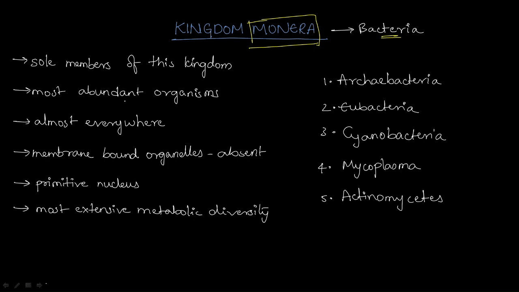These bacteria are the most abundant organisms and they are found almost everywhere. Membrane bound organelles like mitochondria, chloroplast, etc. are absent in these bacteria. They have a primitive nucleus and they show the most extensive metabolic diversity. This is the general introduction about kingdom Monera. When we come to the classification of this kingdom, Monera is classified into archaebacteria, eubacteria, cyanobacteria, mycoplasma and actinomycetes. We'll study them one by one.